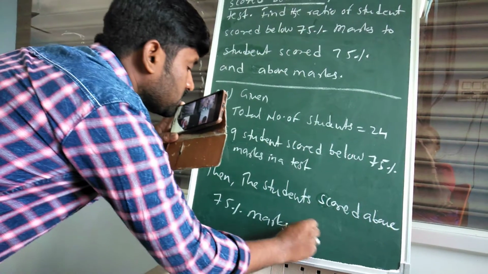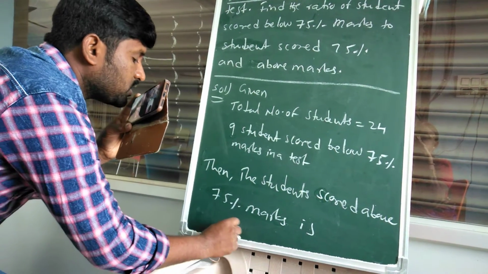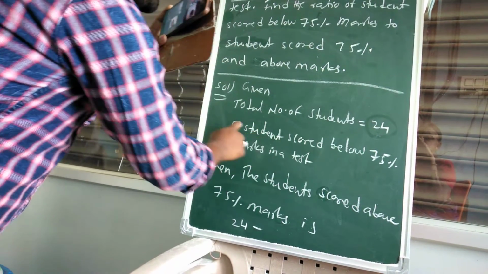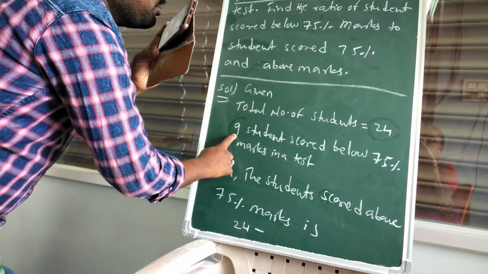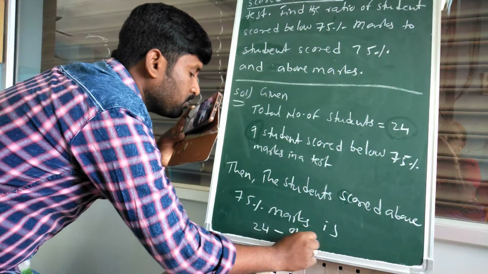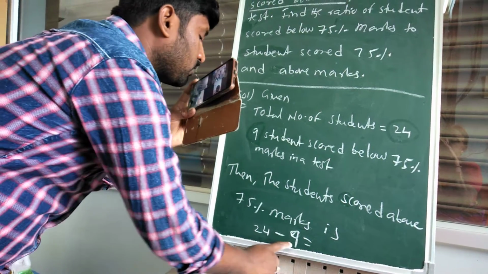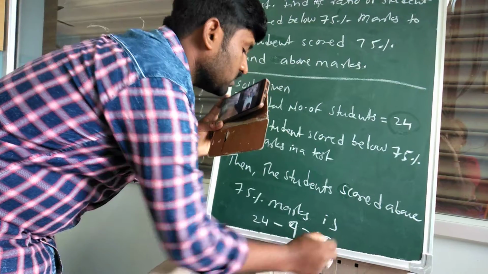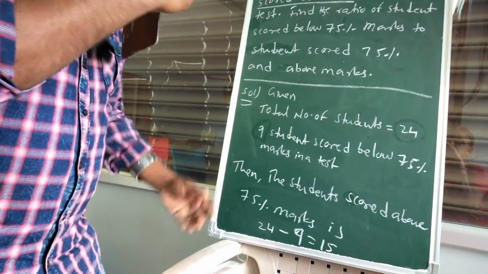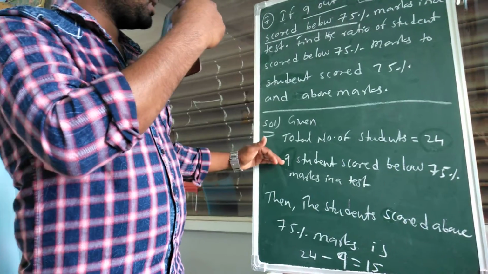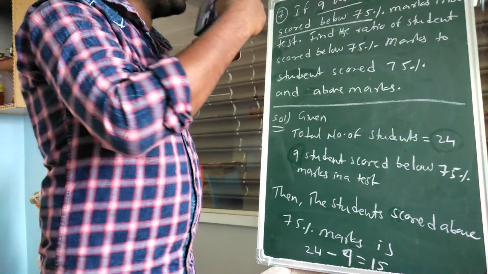Okay, above 75% marks is what? Then how do we find it? From the total number of students, 24, those who got below 75% marks are 9 members. If we subtract, what do we get? 24 minus 9 is what? 15. So 15 students got more than 75% marks and 9 students got less than 75% marks.